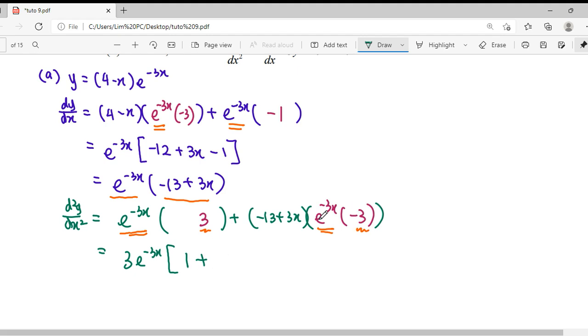Plus, this part we factorize out, this we take out. We have a negative, I won't take out. So the negative times with 13 here, we become positive 13. The negative times with this 3x, we become negative 3x. So finally, we will have 14 minus 3x for the second derivative.